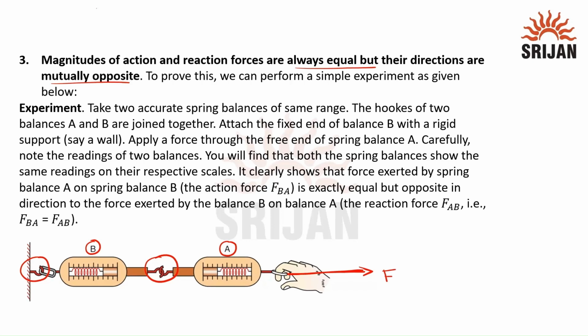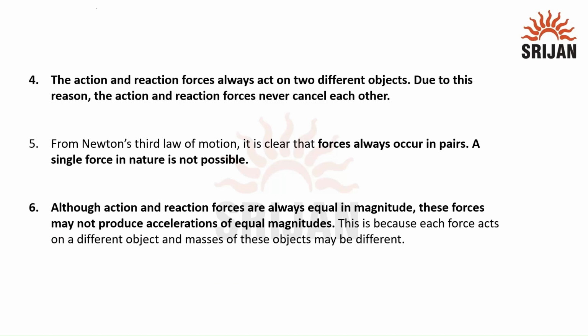Now we will observe that the spring balances show the same readings on their respective scales. It clearly shows that the force exerted by spring balance A on spring balance B, which is the action force, is exactly equal but opposite in direction to the force exerted by balance B on balance A, which is the reaction force. The fourth point is that action and reaction forces always act on two different objects, and due to this reason, the action and reaction forces can never cancel each other.